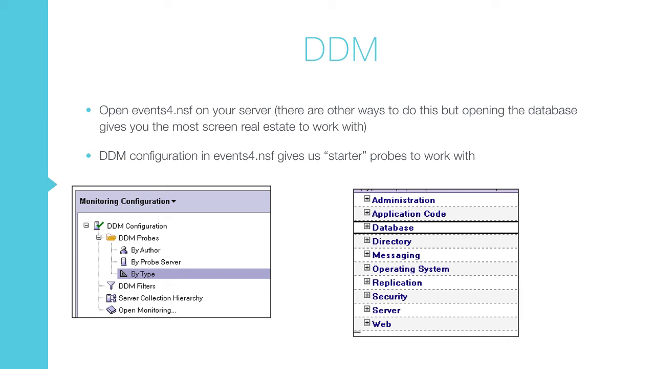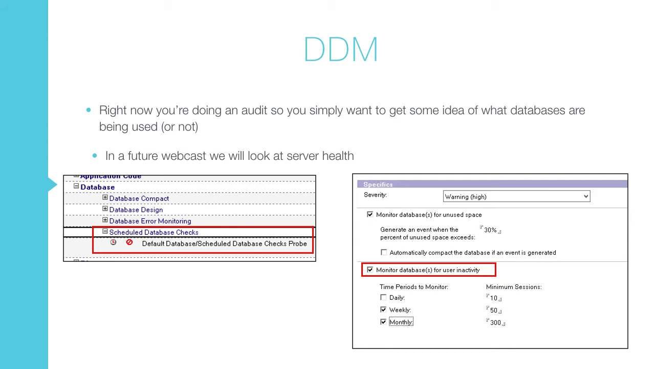DDM gives us starter probes to work with. On the left-hand side, you can see I've given you a screenshot of the probe types. On the right-hand side, we have the starter probes categorized by type. I'm highlighting database here because this is what I want for this work. So right now I'm doing an audit. All I want to do is get some idea of what databases are being used or not being used. You know, am I stressing myself out, worrying about migrating a database that people stopped using a year ago?